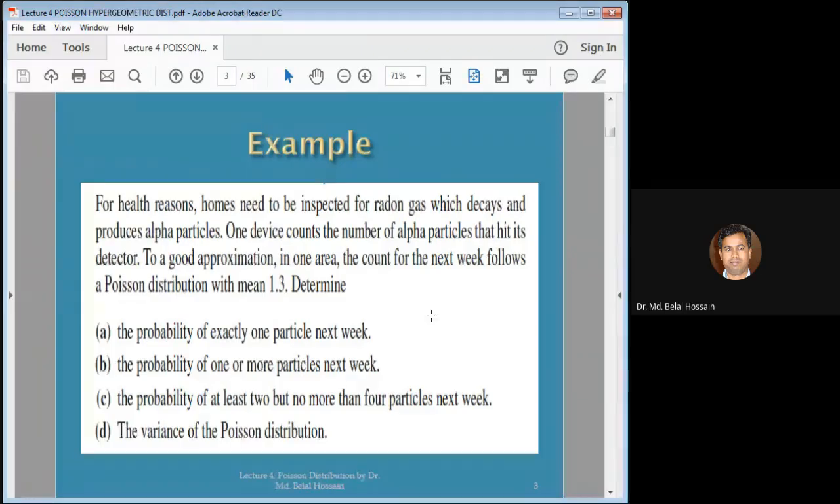I see a few students participating more. If you have any question, you have to raise it, okay? So this is the challenge of online classes. If you don't engage yourself, then it will not be successful, okay? So if you have any question, ask it. We are trying to solve number B, that is probability of one or more particles by next week. So that is 0.727.